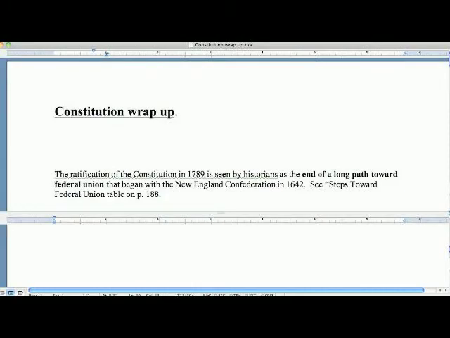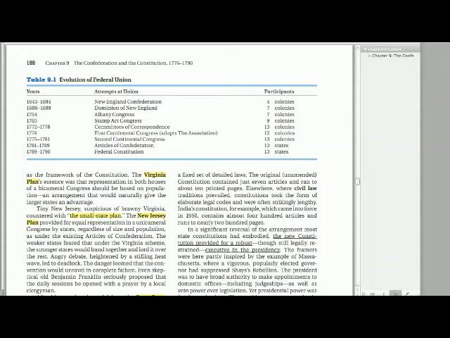The ratification of the Constitution in 1789, the second Constitution, is seen by historians as the end of a long path towards federal union that began with the New England Confederation in 1642. You can see a schematic of this path on page 188 in Chapter 9 of your textbook, where it traces the first attempt at colonial union with the New England Confederation in the 1640s and goes through the pre-revolutionary protest movements and the Continental Congresses, the Articles of Confederation, and the Federal Constitution.